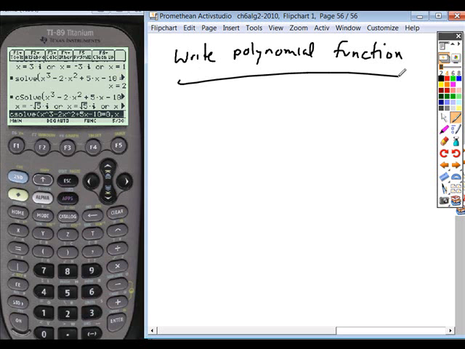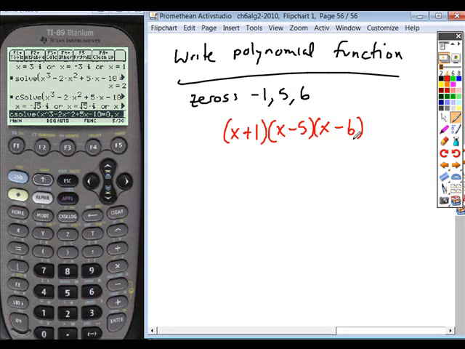Okay, so if I give you a set of zeros and ask you to write the function for that, you should be able to. Let's say I tell you the zeros are -1, 5, and 6. What factor corresponds with a 0 at -1? X minus a -1, so plus 1. What factor corresponds to a 0 at 5? X minus 5. And then for the 0 at 6, x minus 6.